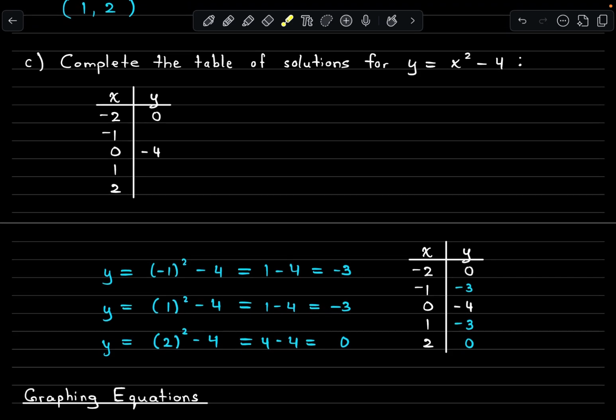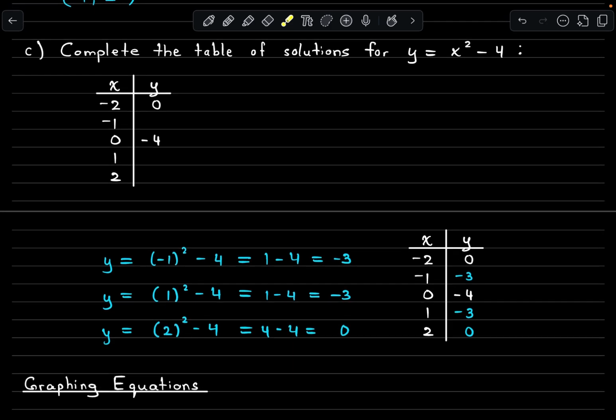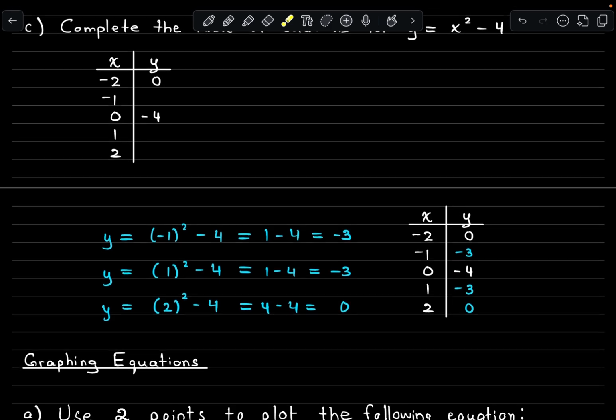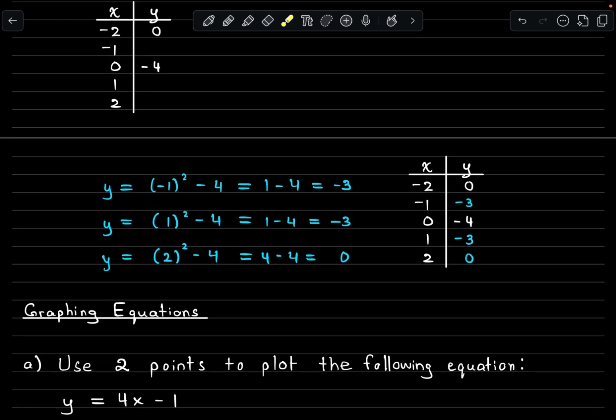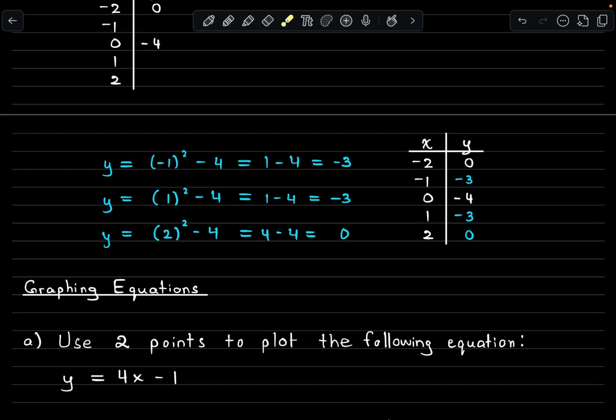So graphing equations now. If we've got our tables, we've got our points, we can go ahead and plot the shape. What does this look like? For part A, let's use 2 points to plot the following equation. y is equal to 4x minus 1. Okay, so it's that same line from before.